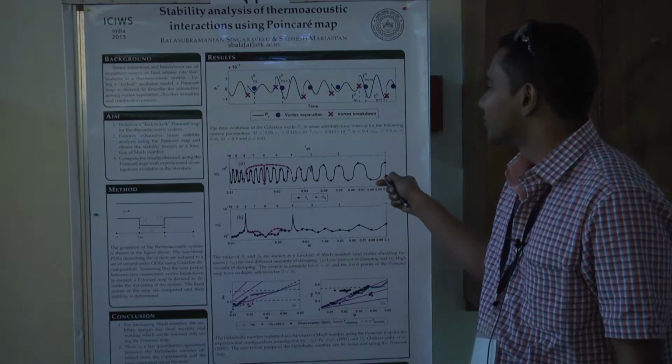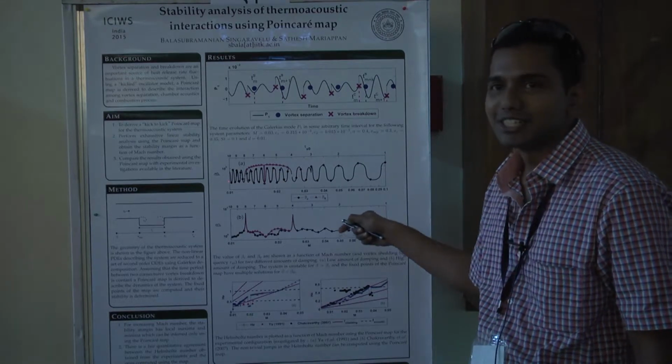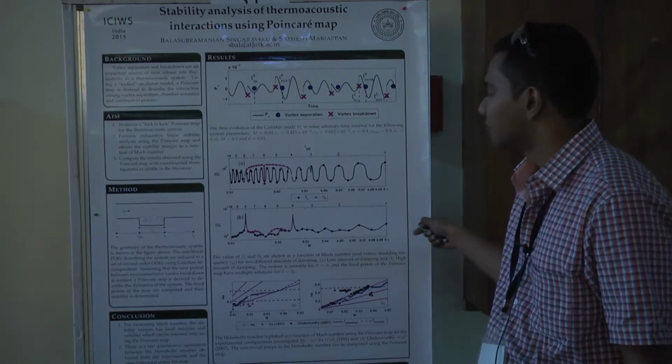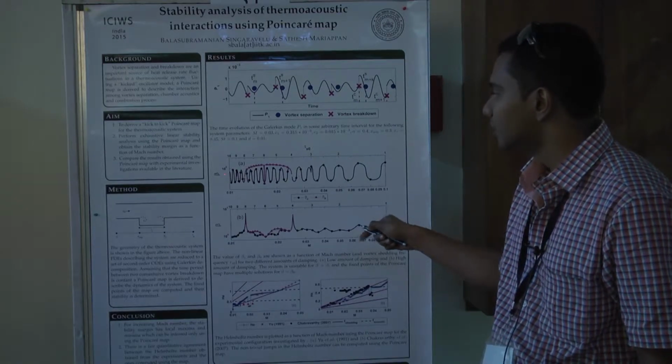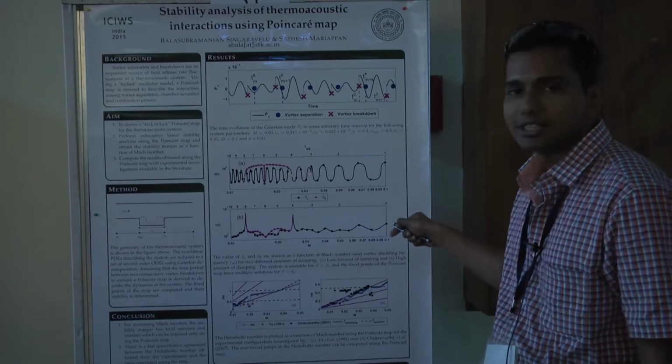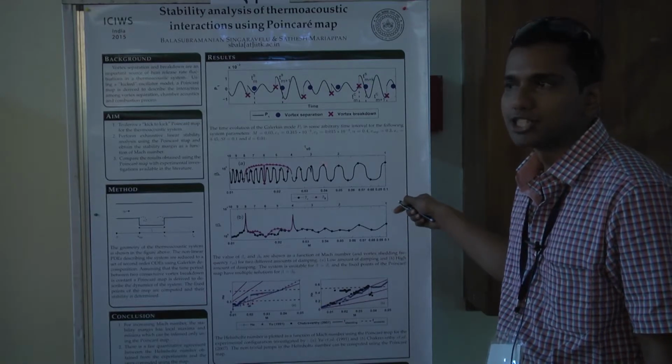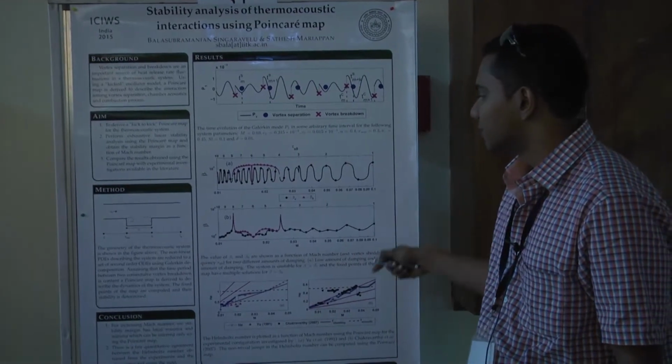For a given set of system parameters, I can tell whether the system is unstable or stable. As a function of Mach number, I show the heat release rate here, and for a given Mach number, below the black line the system is stable, and above that the system is unstable. I compare this with the experimental results.